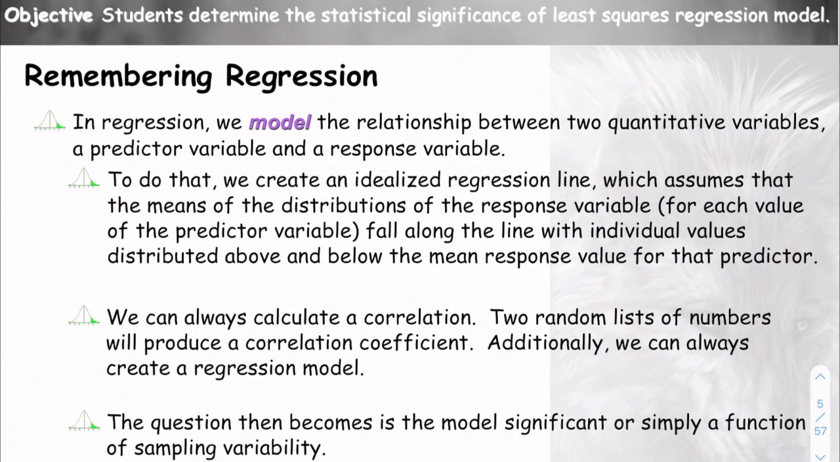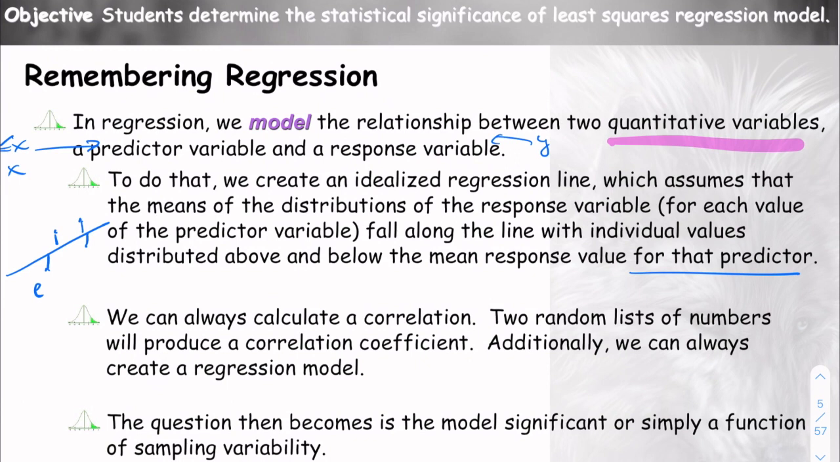And if we remember, in regression, we model the relationship between two quantitative variables, a predictor variable, oftentimes called the explanatory variable or the x variable, and the response variable. So our response is our y that we're looking at. To do that, we create an idealized regression line, which assumes that means of the distribution of the response variable for each value of the predictor variable fall along the line with individual values distributed above and below the mean response value for the predictor. And those data values that fall above and below our least squares regression line, what we can then find is the error or the residual.